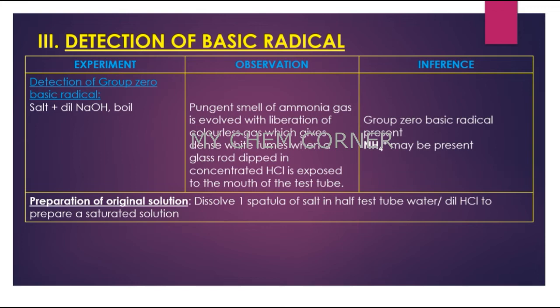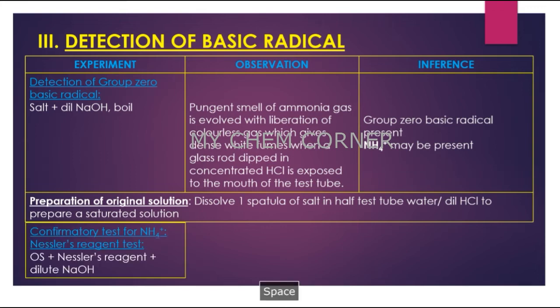In basic radical you will use the original solution. So how are you going to prepare that original solution? The original solution that you prepare is going to depend on the solubility of the salt. If your salt is amorphous, you prepare your original solution in dilute HCl. If your salt is crystalline, since the solubility is in water, you prepare your original solution in water.